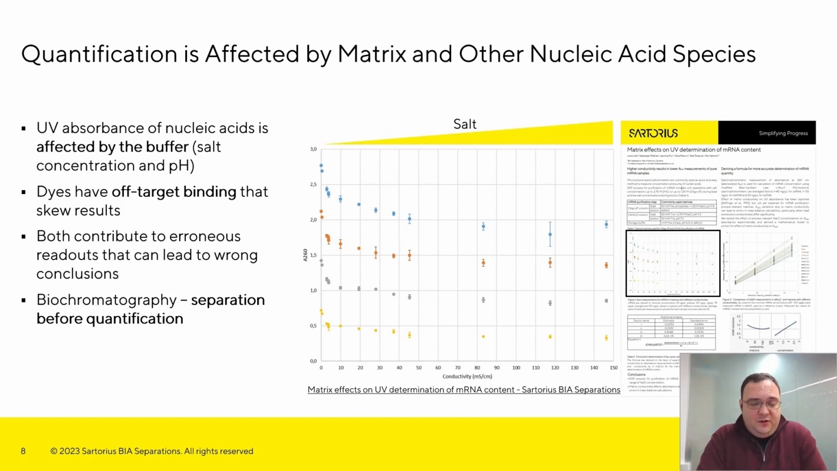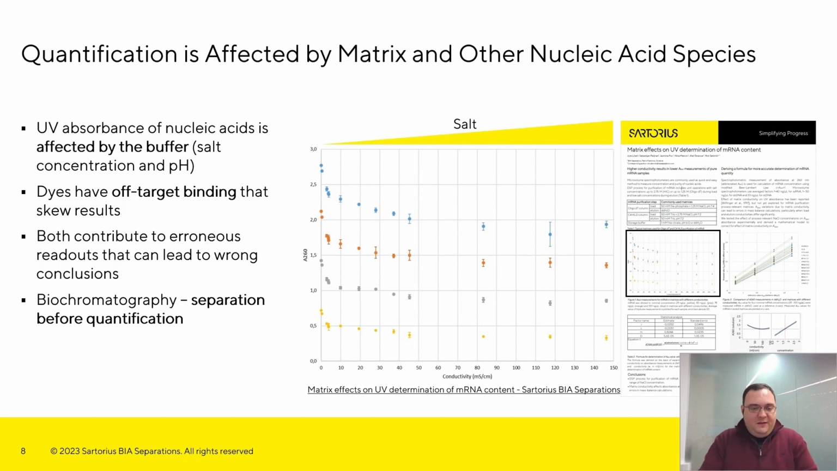And this is an important consideration when you're measuring your mRNA with UV, because UV absorbance of nucleic acids, and especially mRNA, is affected by the buffer. What I mean by that is salts and pH can influence the extinction coefficient of your mRNA, which may lead to you wrongly presuming how much mRNA you might actually have because the buffer salts have changed. Another one, of course, is that dyes have off-target binding that can skew results. So if you have a lot of impurity that has potential to bind your dye, even though it's very specific, you can still get off-target effects and wrong readouts. And both of these can contribute to erroneous readouts that can lead to wrong conclusions while you're developing your process.